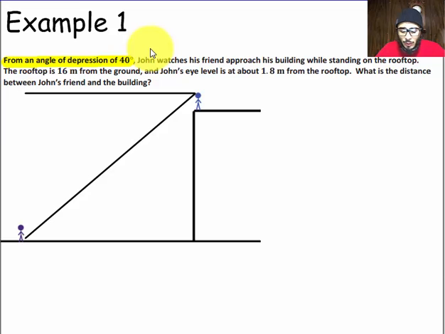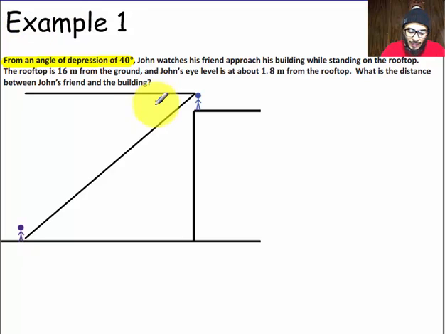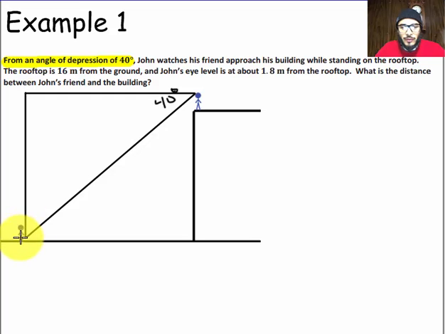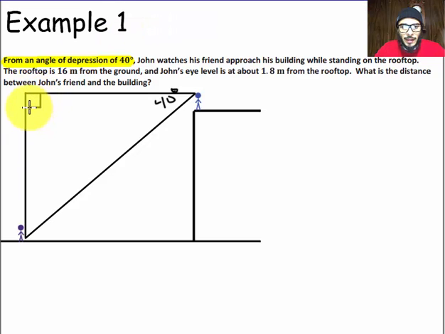All right, so we got an angle of depression of 40 degrees. And what that means is that this angle right here is 40 degrees. So that's 40 degrees. Okay? All right. Now, it's best that we connect this now so that you can see that we have ourselves a right triangle here. This is a right triangle and the right angle is right over here. So little by little, we're going to start to put all this together.